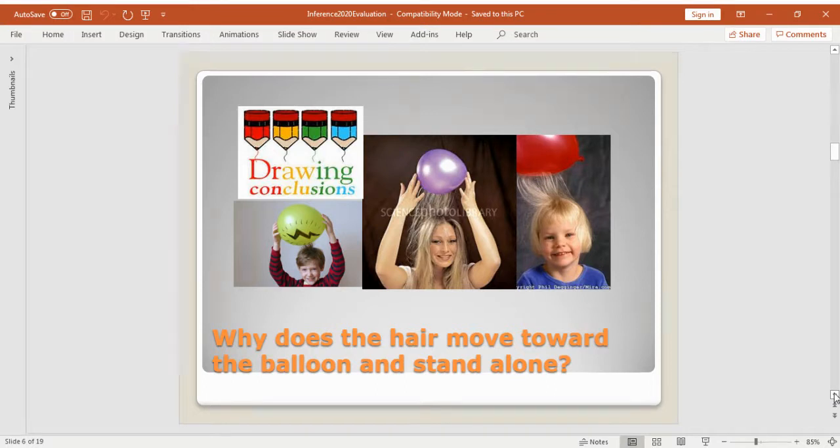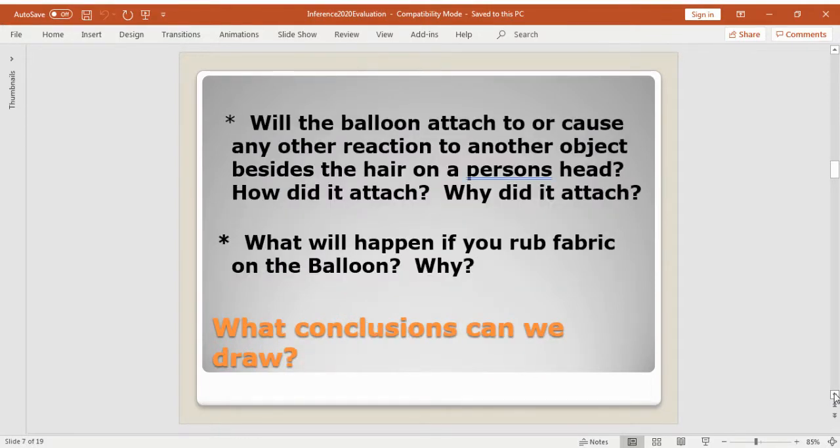We see here 3 different pictures of people placing a balloon on their head. In picture 1, he's placed it there, but look what happens after they have rubbed the balloon on their hair. Why does the hair move toward the balloon and stand alone? Well, let's make a conclusion. Once I rub that balloon, what is it that is going to happen? If you said in your conclusion that static electricity forms and causes the hair to stand up, you are correct.